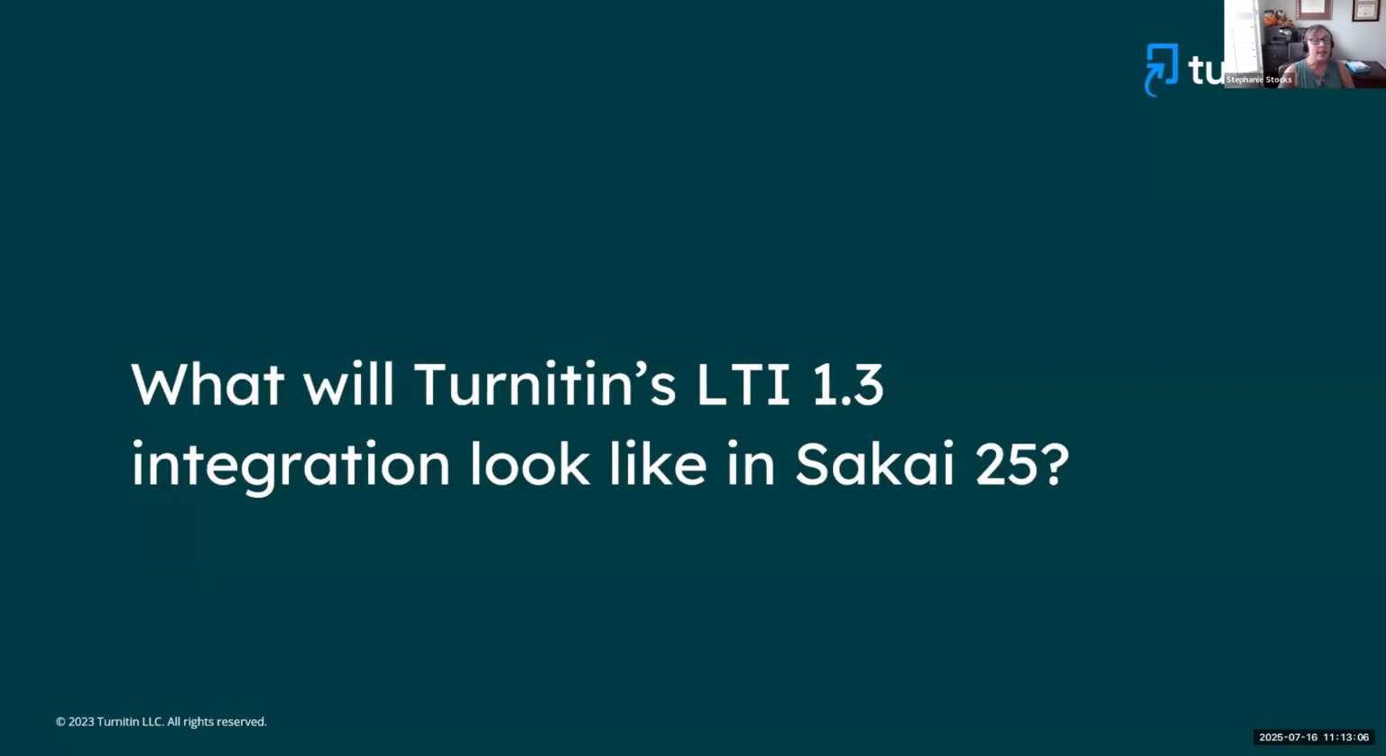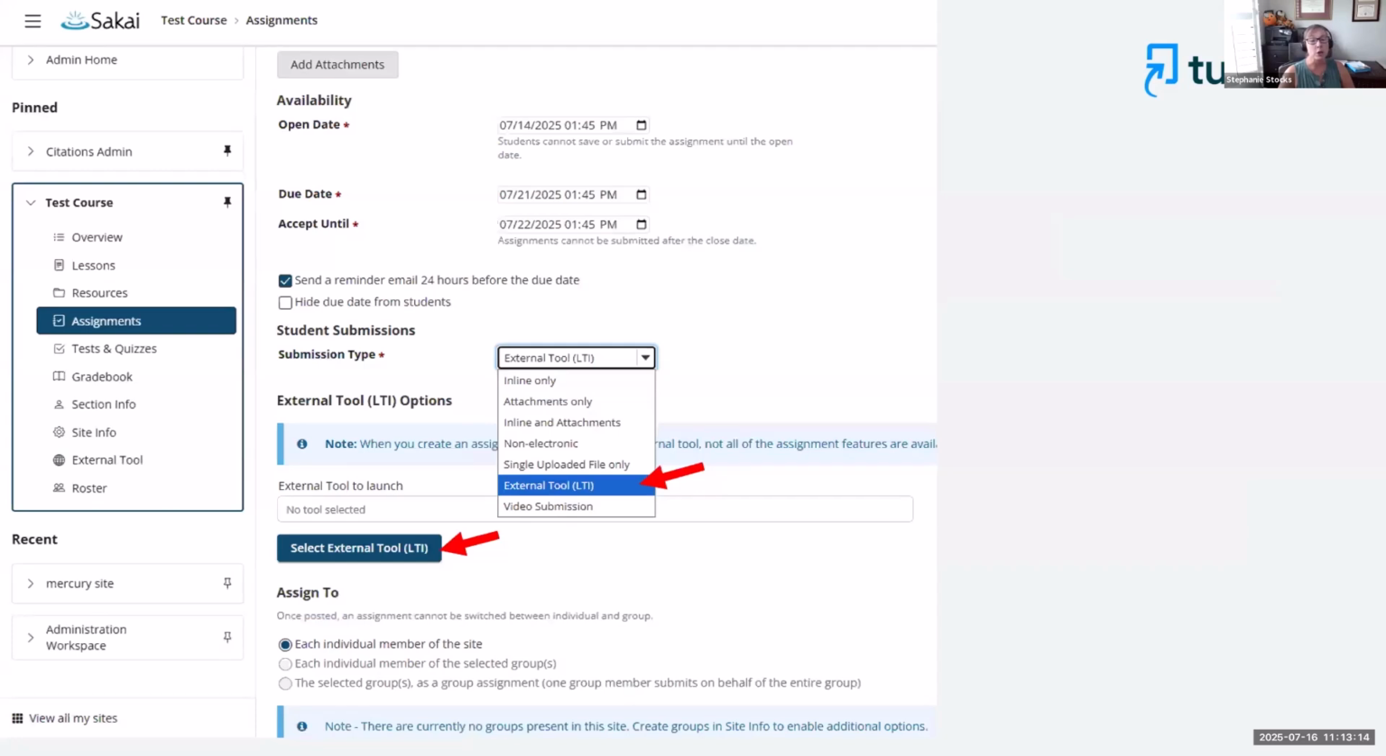So what will Turnitin's LTI 1.3 integration look like in Sakai 25? Just like before with LTI, you create the assignment and enable Turnitin as an external tool from the dropdown, then select it from the menu itself. Please note that this does differ from the legacy workflow some of you may still be using.